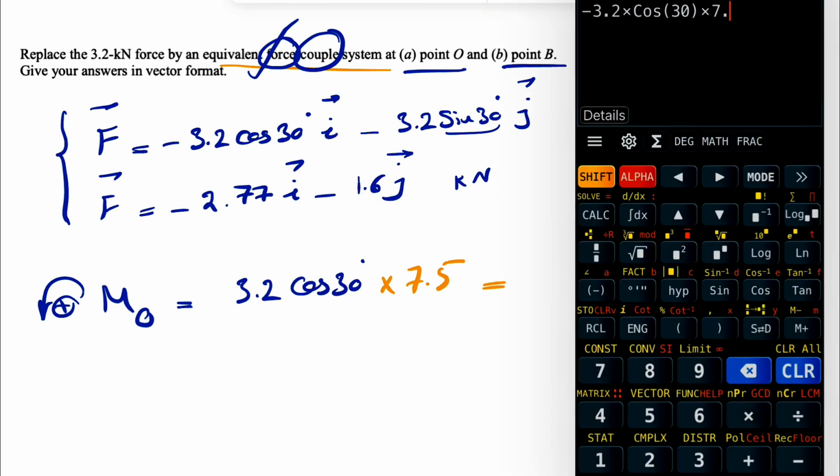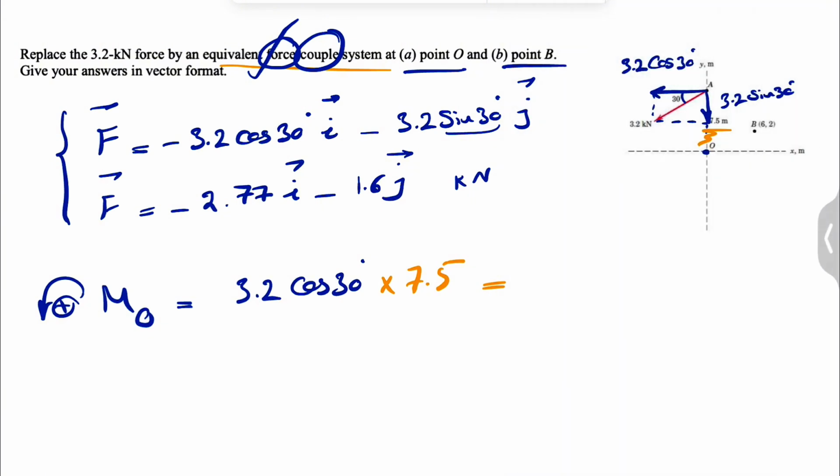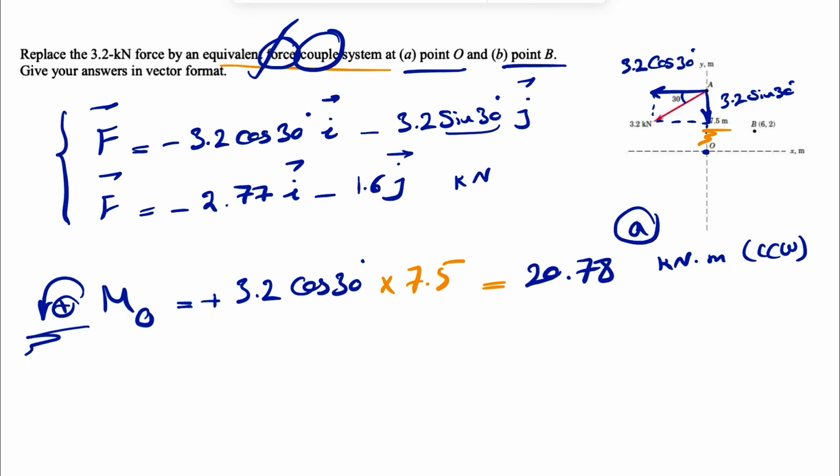So times 7.5, that's going to be 20.78. And again, the positive sign here shows that our moment, which we assumed at the beginning, counterclockwise positive, is positive, and the unit would be kilonewton meter, counterclockwise. So that was the moment about point O. So this is the answer for part A.